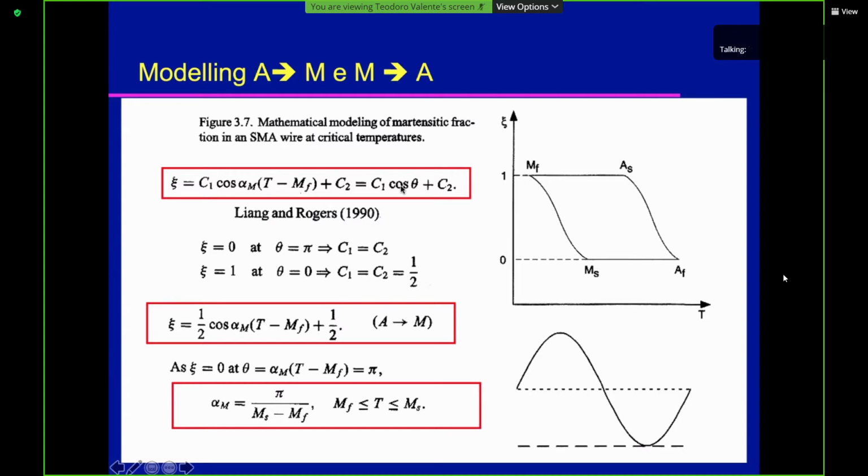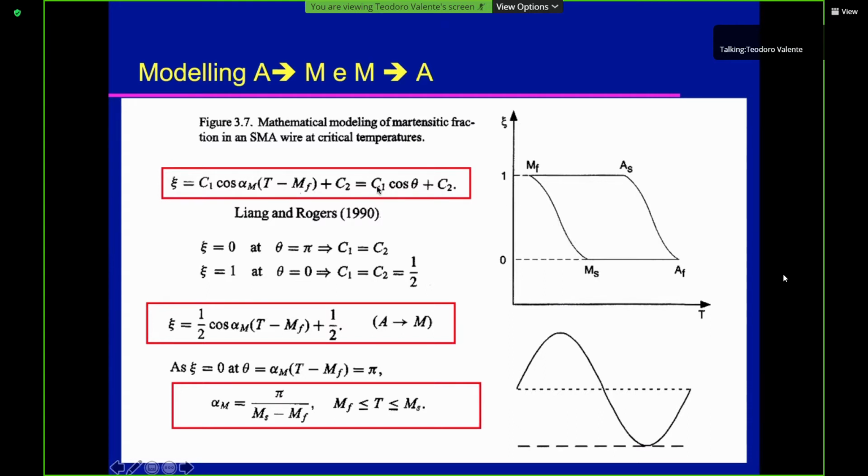And this works. We can write a general expression which was developed in the 90s by two scientists, Liang and Rogers, which gives us a way to model the transformation by using this very simple trigonometric function, cosine. One way is to have a look, for example, at the formation of martensite. So let's look at this part of the diagram when martensite is going to be formed.